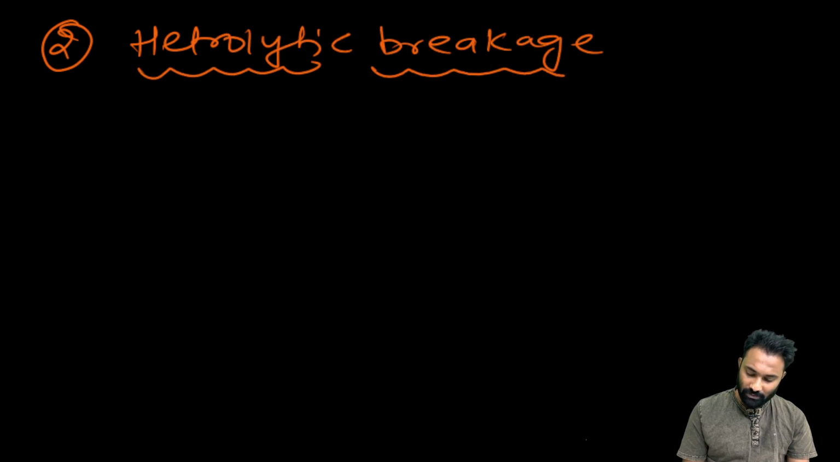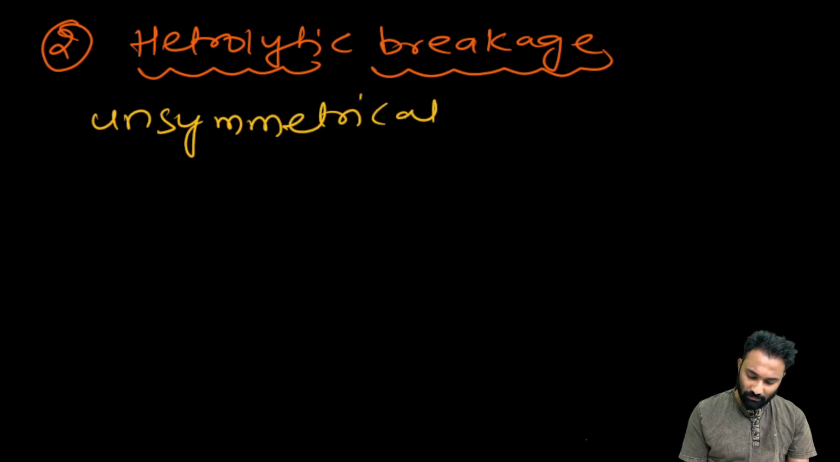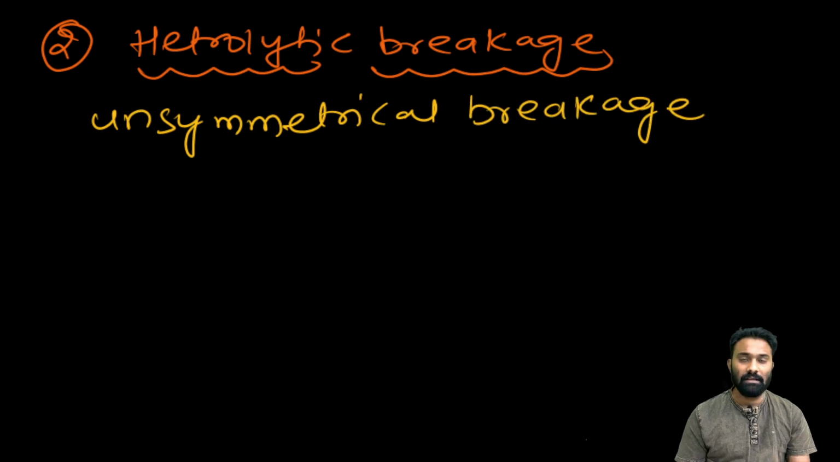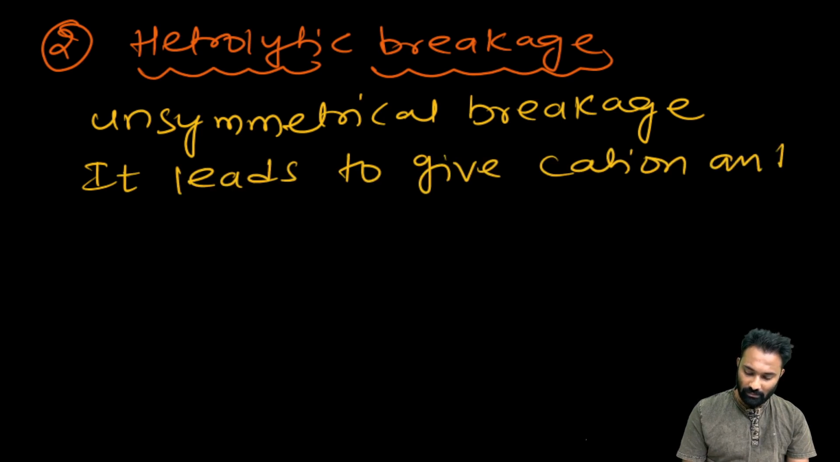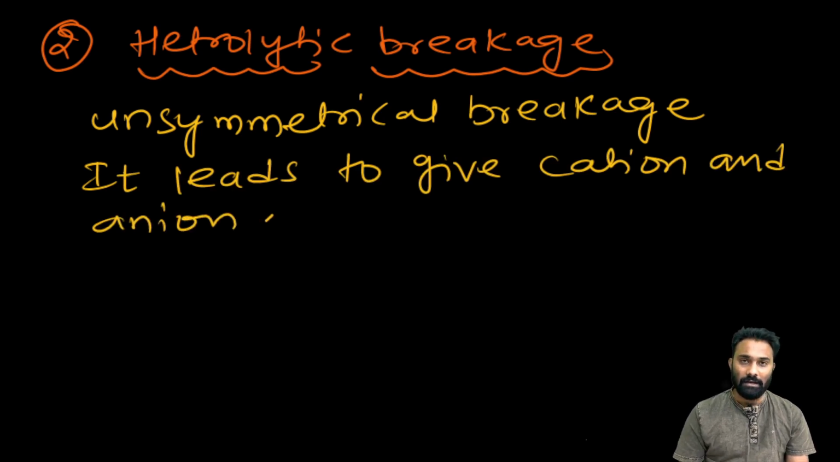Now what is the meaning of heterolytic breakage? Heterolytic breakage means unsymmetrical breakage. Clear? Now unsymmetrical breakage leads to give cation and anion. It leads to give the cation and the anion. Clear?